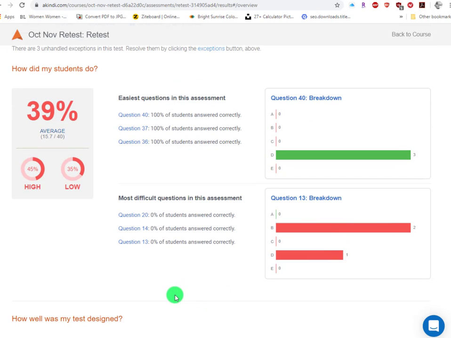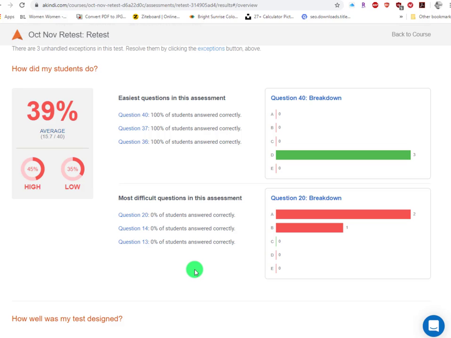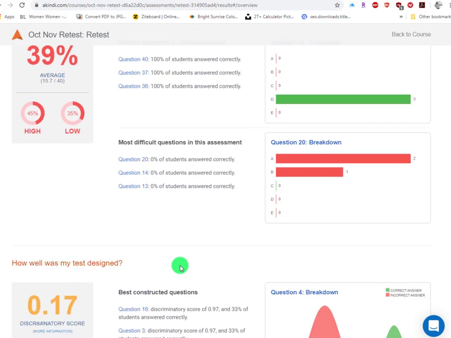For this one, the most difficult questions on the assessment were question 20, question 14, and question 13, where none of the students answered these questions correctly. Now, does it mean that these questions are poor questions? No, it does not mean that. What it means is that it would be a good idea to look at those questions and determine if in fact those questions are valid questions to use.